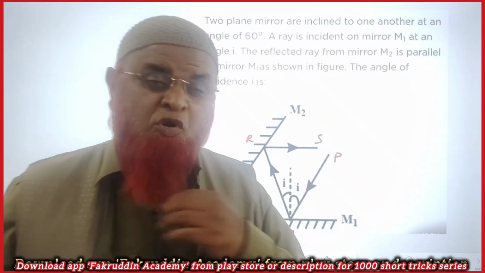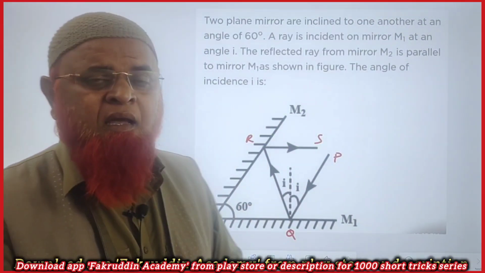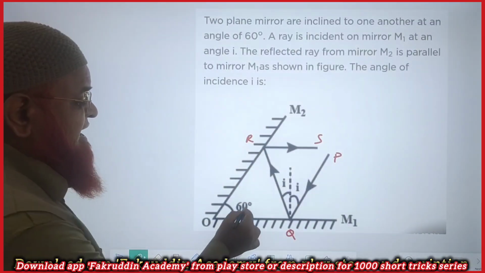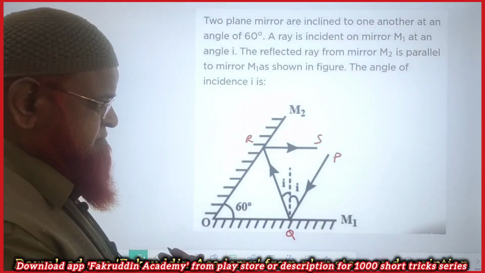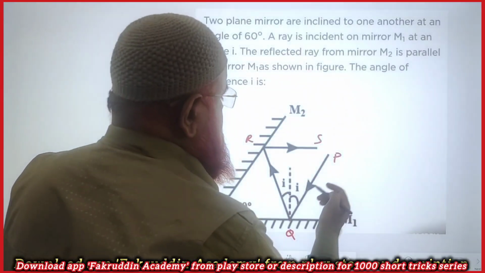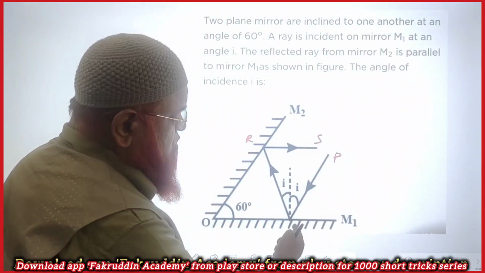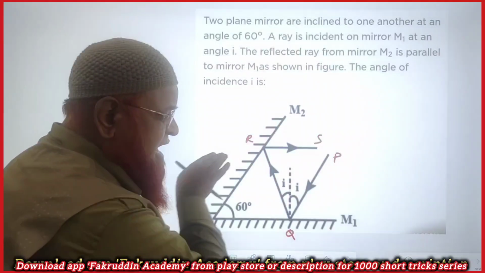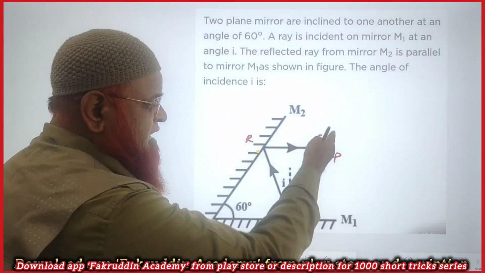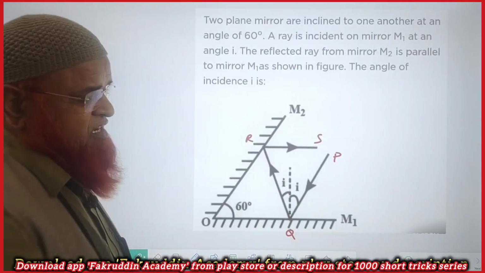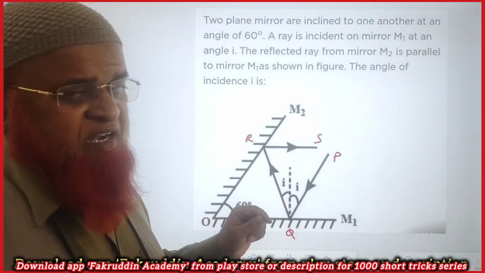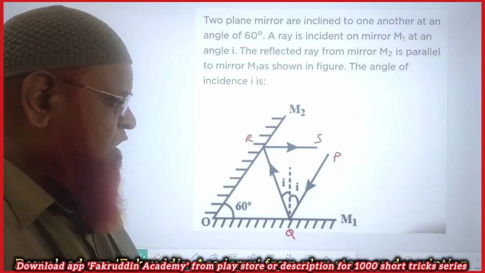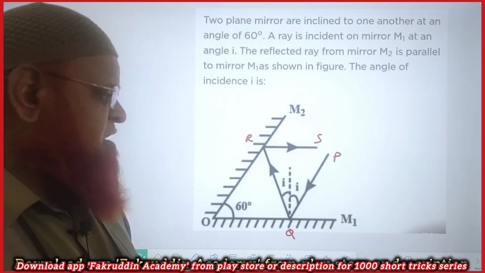My dear students, one more question asked in previous years. Here also there are two mirrors, M1 and M2, and the angle between the two mirrors is 60. You can see here a light ray PQ strikes the mirror, reflects, strikes the other mirror, and again reflects. PQRS. In this way they are going to reflect. He is asking us to find the angle of incidence I. How can we find that I?